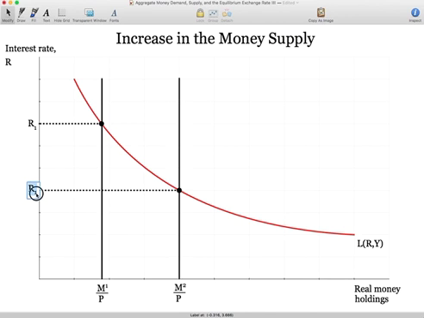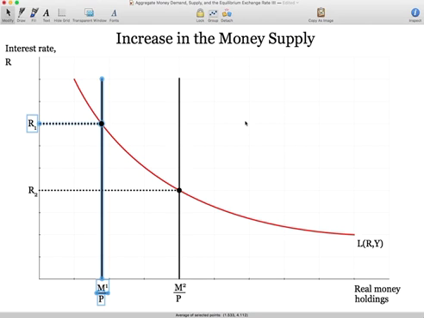Copy and paste and then change this to an R2. All right. Now, why would the interest rates migrate downward? So if we were at this, our original equilibrium point, right? We are at R1 at that original real money supply. And let me actually highlight the point too to make it a little easier to see.